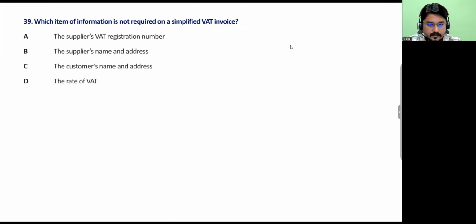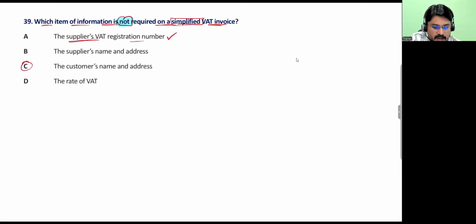Okay, next question. That's very easy. Which item of information is not required on a simplified VAT invoice? Although we are making a simplified VAT invoice, our own registration number must be there. Yes, that's important. Examiner is asking you not required. So C is not required.